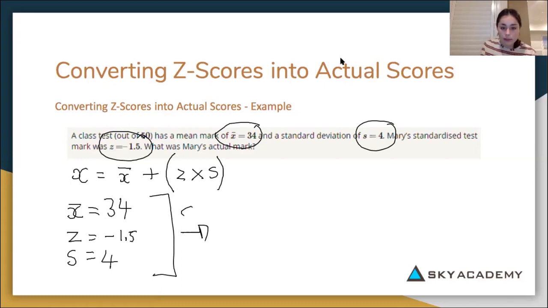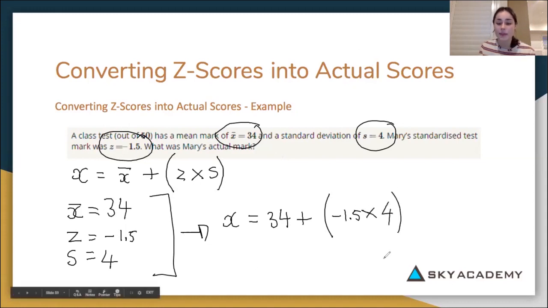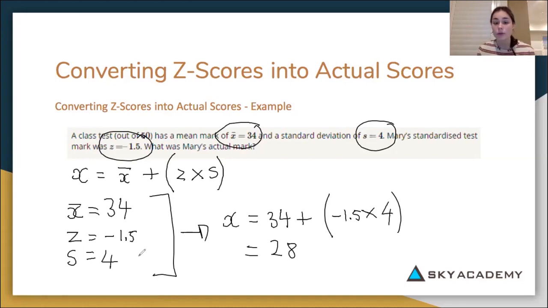My score, which is what I'm trying to find, my actual score, equals the mean of X plus my Z-score times my standard deviation. And when you put that into your calculator, you'll get an answer of 28. So that indicates that Mary's score was 28, which was 1.5 standard deviations below the mean.